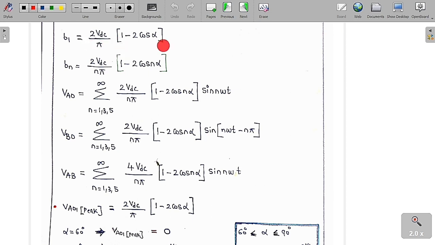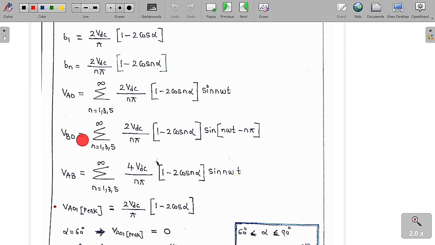Now I want to find the general expression for Bn, which is divided by n. So 2 VDC by n pi into 1 minus 2 cos n alpha. So Bn is equal to 2 VDC by n pi into 1 minus 2 cos n alpha, which is the value of Bn. So you can substitute in the general format. Finally we are going to get V0 is equal to sigma n is equal to 1, 3, 5 up to infinity 2 VDC by n pi into 1 minus 2 cos n alpha into sin n omega t. So this is the value we are going to get.